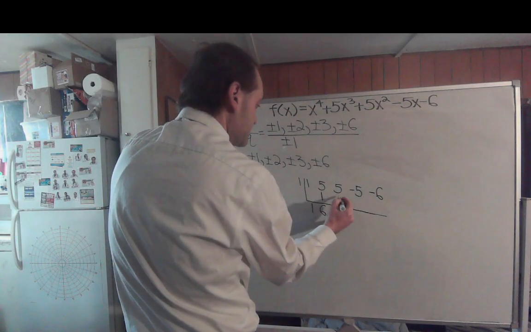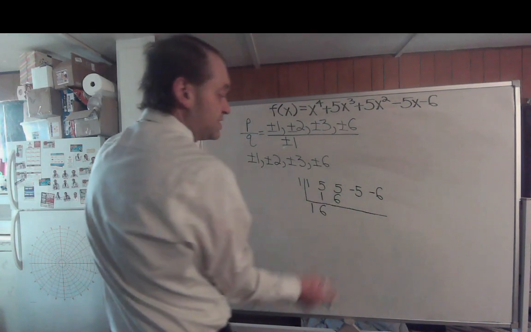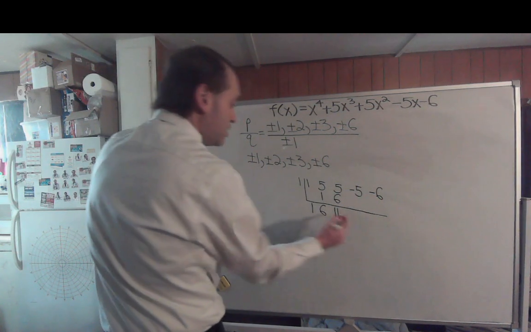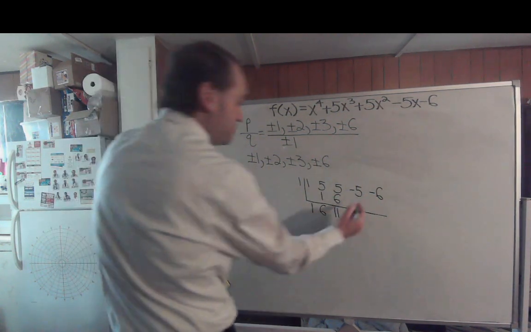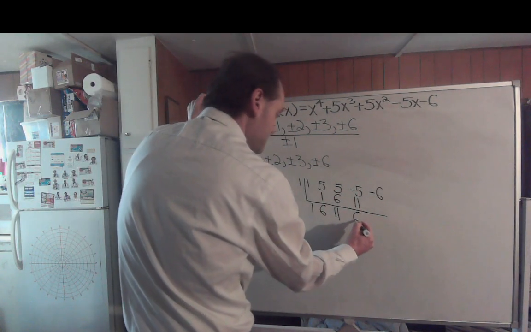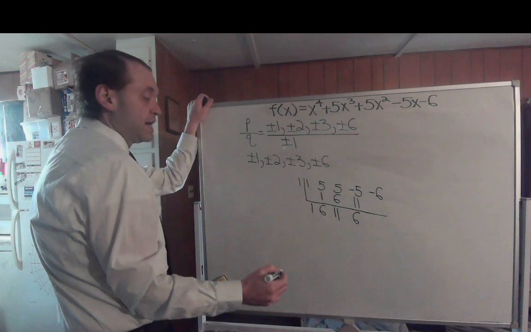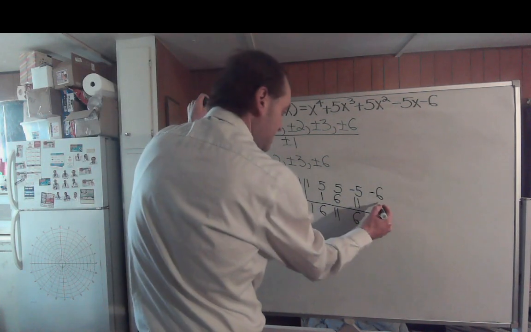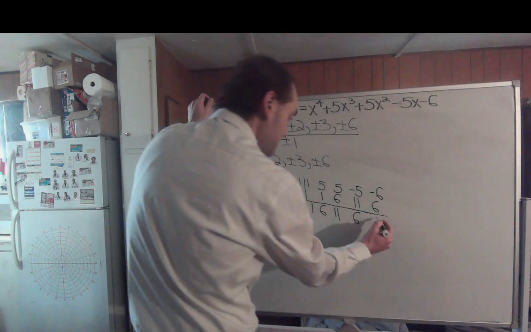1 times 6 is 6. 5 plus 6, that's 11. 1 times 11, that's going to be 11. Negative 5 plus 11 is positive 6. Alright, so then 1 times 6 is 6. Negative 6 plus 6 is 0.